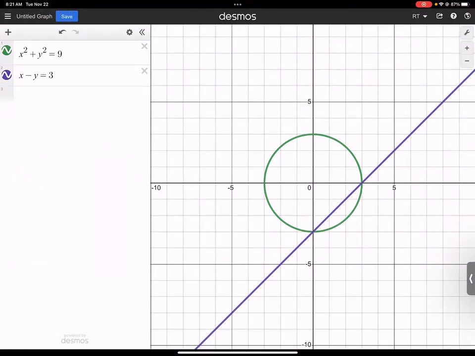Okay, so the first one, we're looking at a circle and a straight line. So how many places do you see where these intersect? 2, and they are 3, 0, and 0, -3, right?